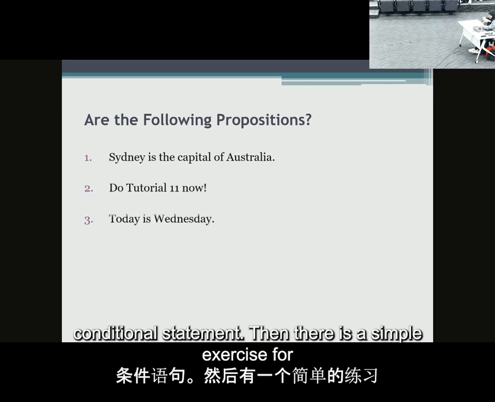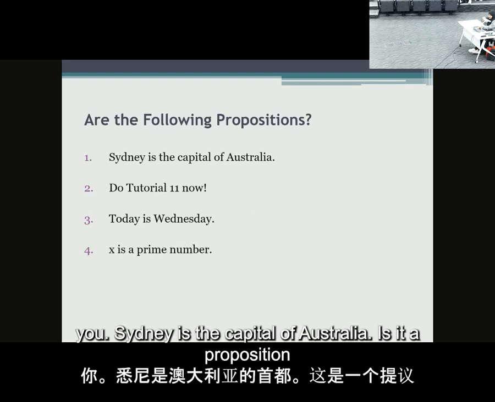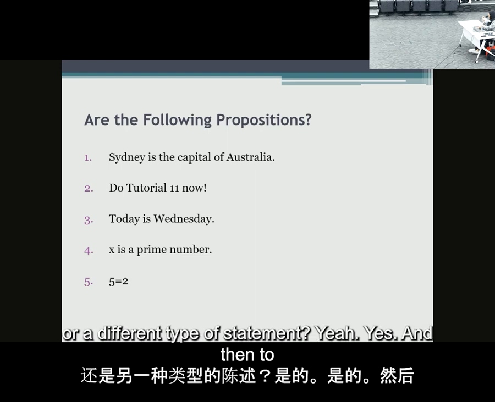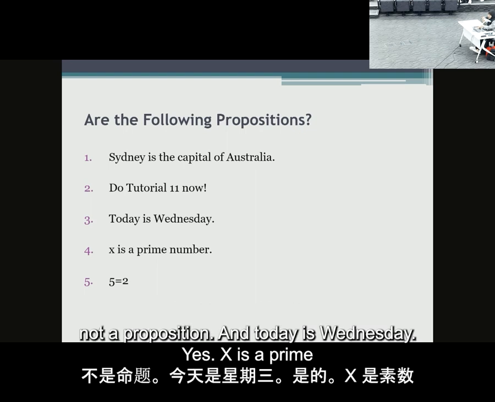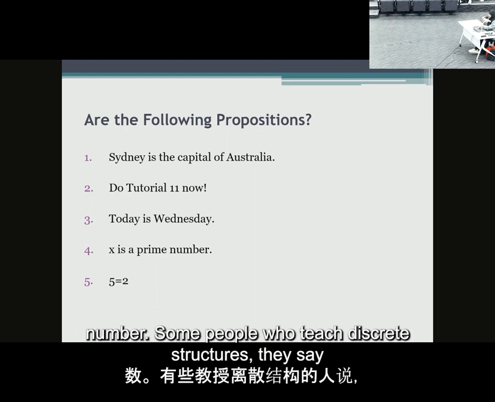Then there is a simple exercise for you. Sydney is the capital of Australia. Is it a proposition or a different type of statement? Yes. And then, do tutorial 11 now. No, it's a command, right? So it's not a proposition. And today is Wednesday. Yes. X is a prime number.